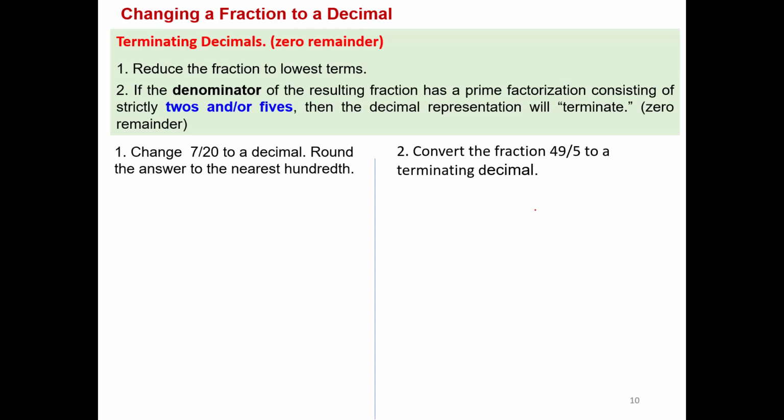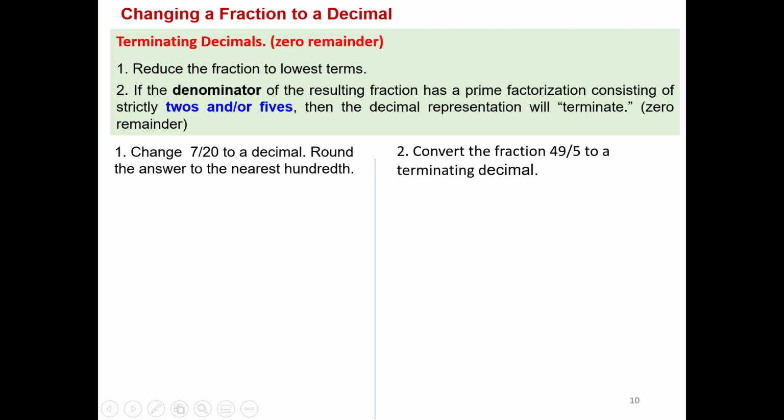Now we want to change a fraction to a decimal, but we want to take care of the denominator. We want to check the denominator to know if the decimal we will get will be a terminating decimal. When we have terminating decimals, the remainder is 0. In this case, we will have 0 remainder.